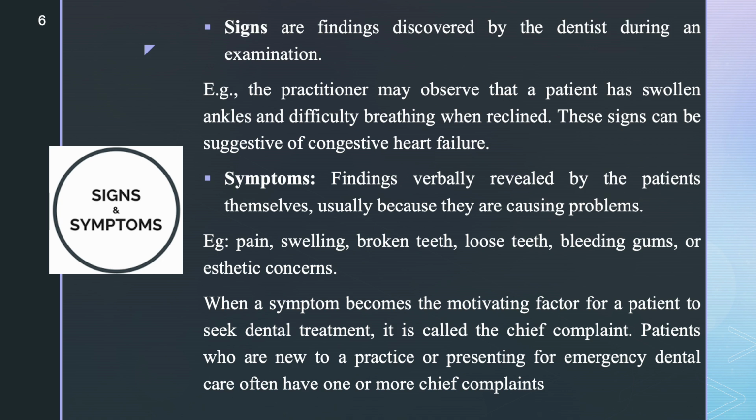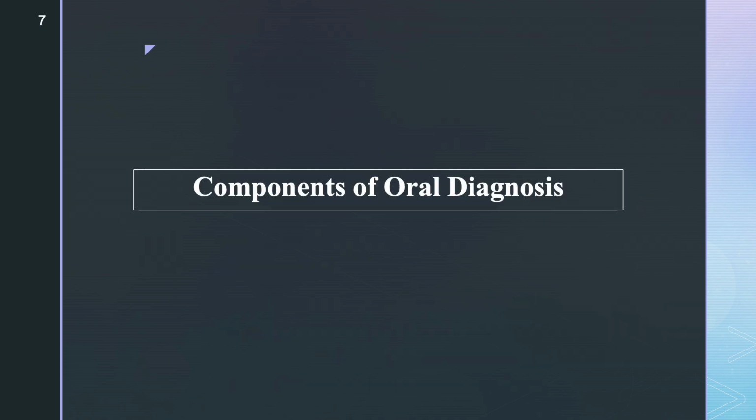For example, if the practitioner observes swollen ankles and the patient has difficulty breathing while reclined, then this can be a suggestive finding of congestive heart failure. However, the patient's symptoms will be exhibited as pain, swelling or bleeding, something of this sort. So this is a major difference between signs and symptoms. Sign is objective and symptom is subjective.